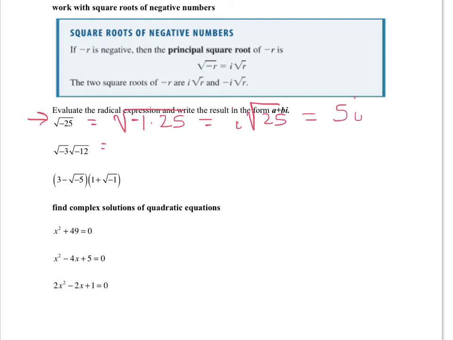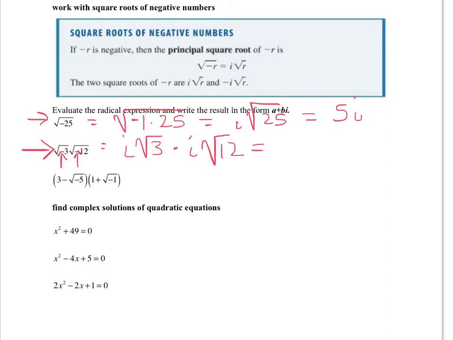So again, we're going to be very careful when we evaluate negative square roots. First, we're going to remove the negative 1 inside the square root. It becomes i outside of the square root. So this first factor is i times the square root of 3. The second one, again, there's a negative sign inside the square root. That becomes an i outside the square root, and so now we have square root of 12.